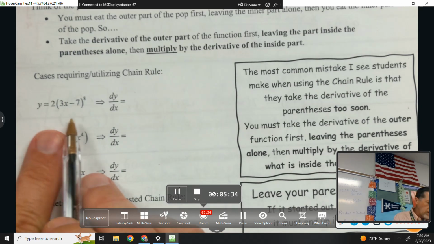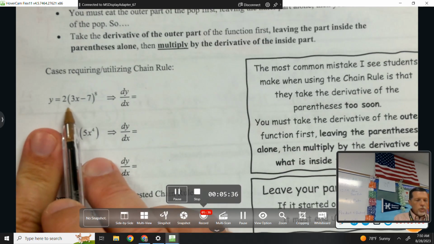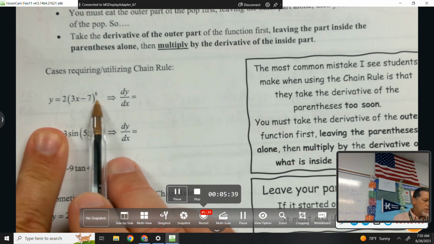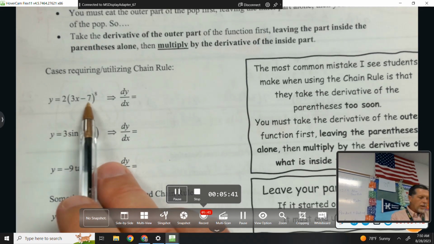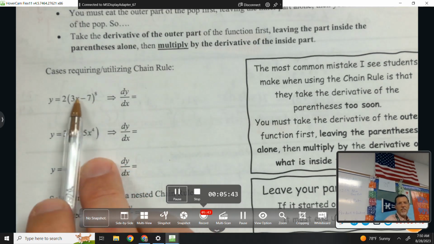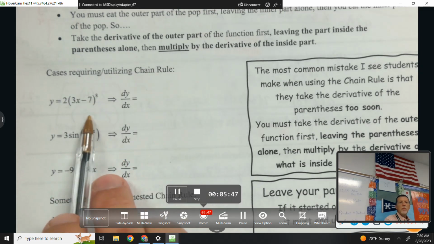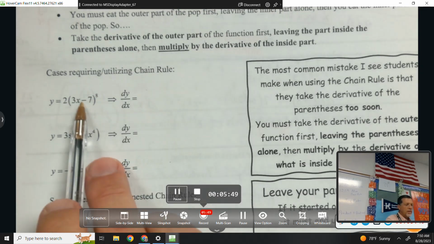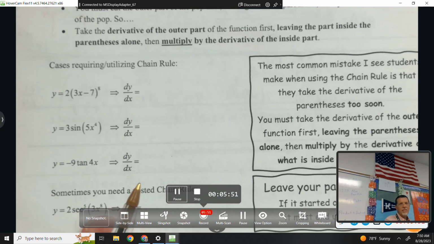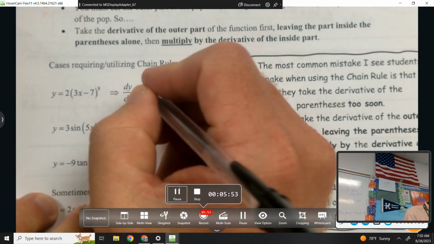Let's see. So I've got 2, 3x minus 7, all to the 8th. All right, well, I see basically two functions here. I got 3x minus 7, and then I got something to the 8th. What's the outermost function, the 3x minus 7 or the 8? The 8. So let's handle the 8 first.